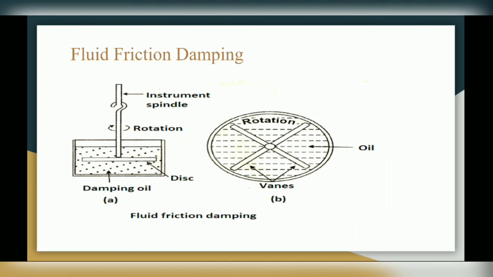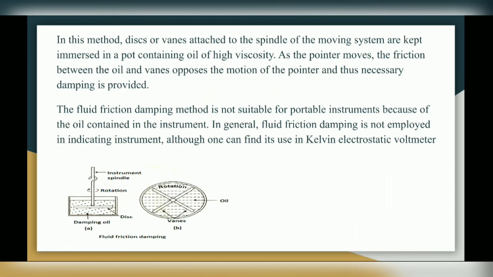Next is fluid friction damping. This is also a similar method, only instead of air, fluid is utilized. In this method, discs or vanes attached to the spindle of the moving system are kept immersed in a pot containing oil of high viscosity.